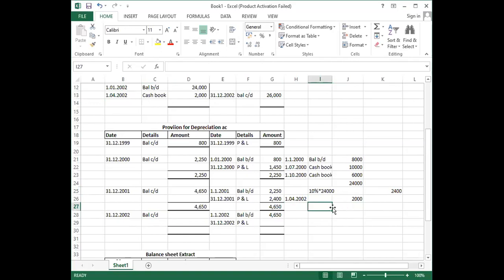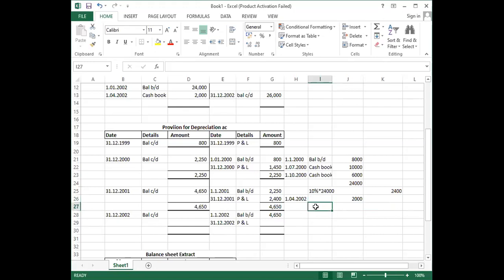Let me see what you people are saying. 24. What will be the depreciation of this machine? Someone find out. Can someone find out? 150. How did you calculate that?